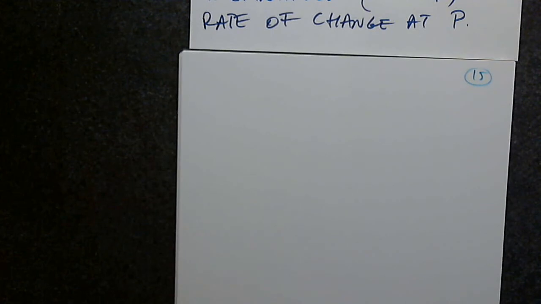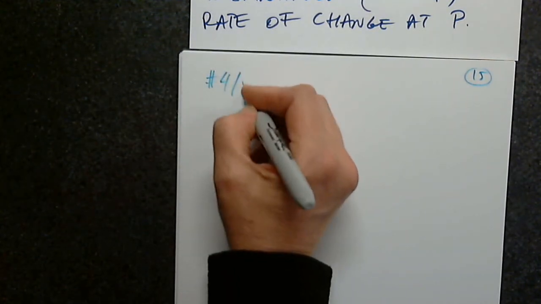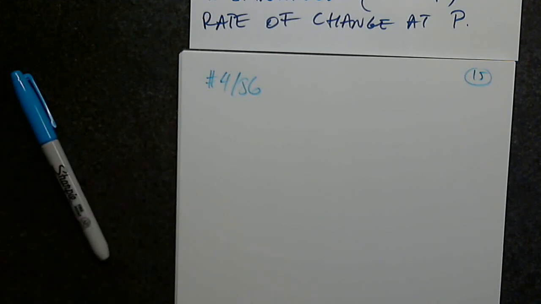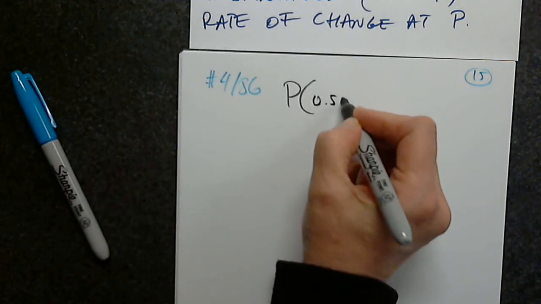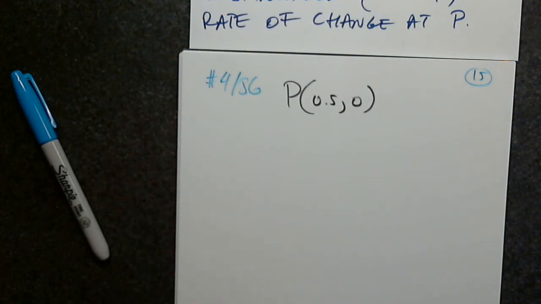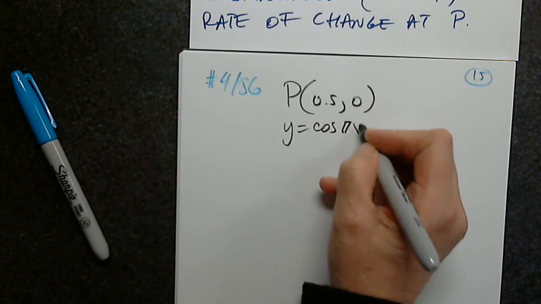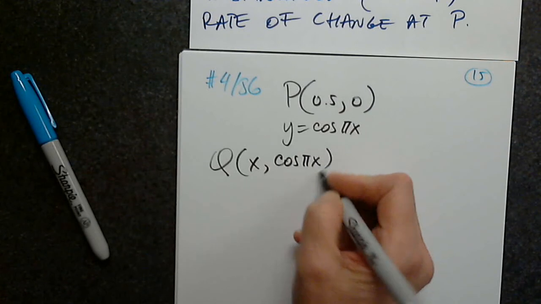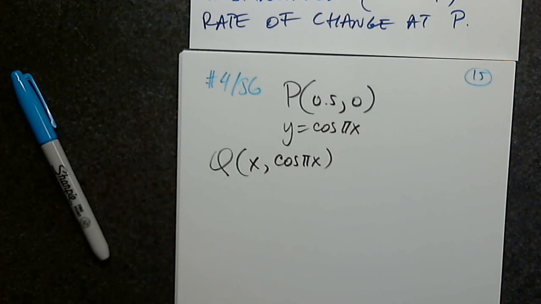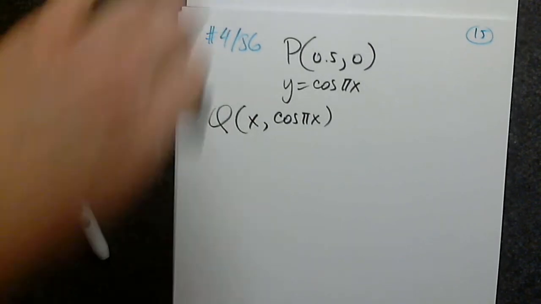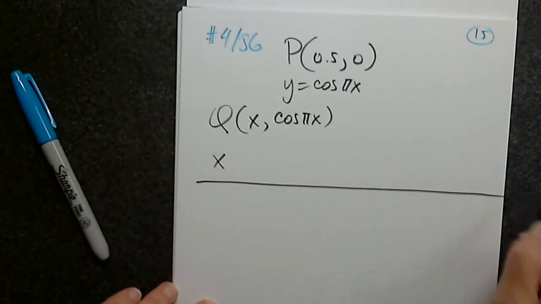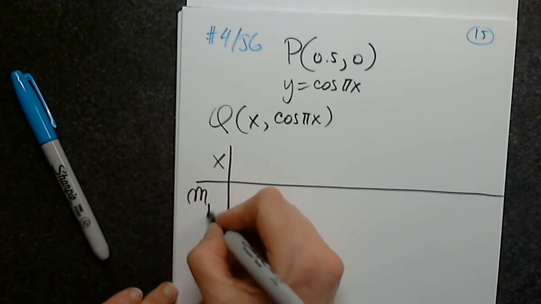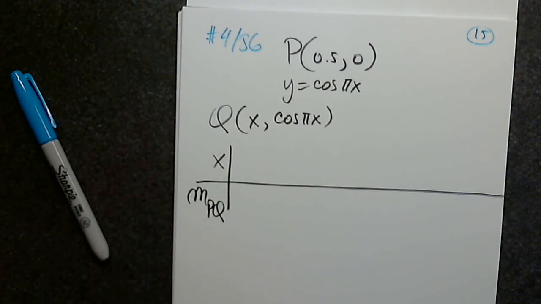Okay, so this is problem 4 on page 86. We're given point P, 0.5 comma 0, and we are given y equals cosine pi x. We are given point Q, of course x, cosine pi x, and we are given some x values, and we are going to build a table. The slope PQ, and careful how we put them in.